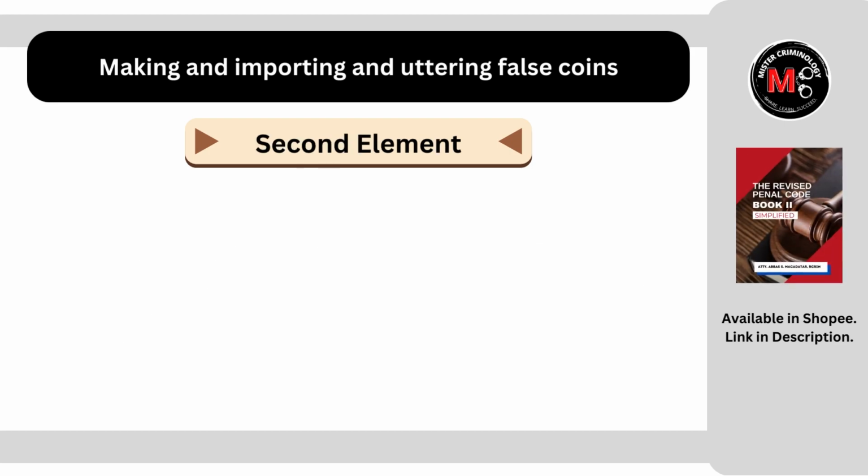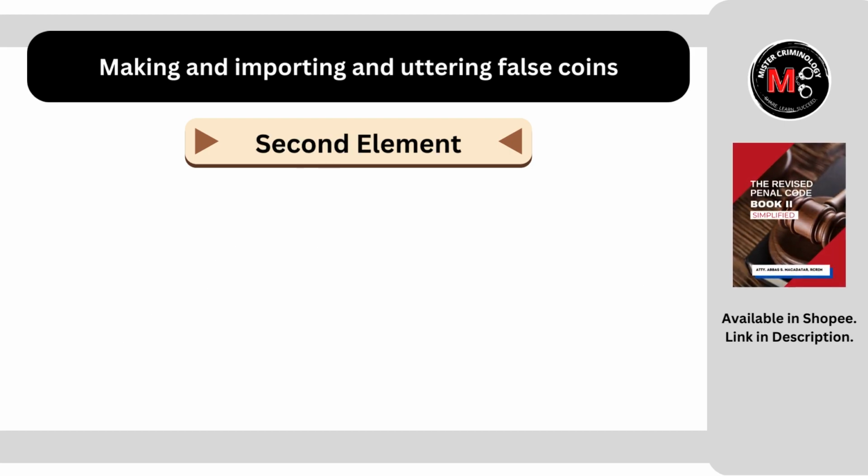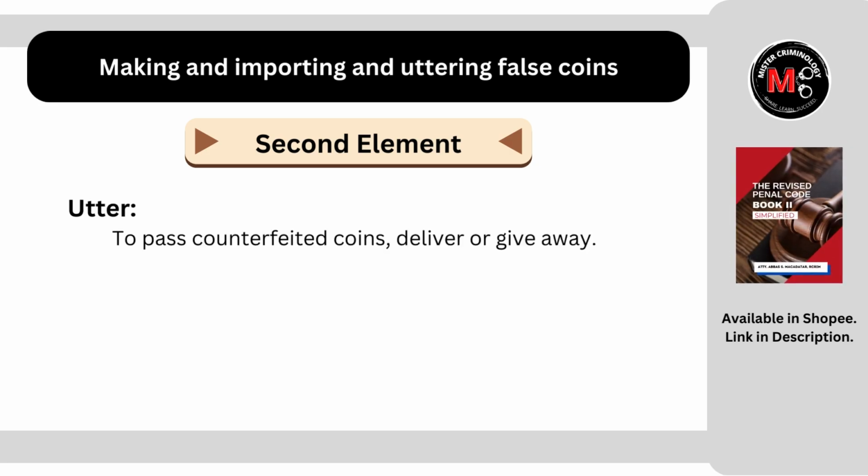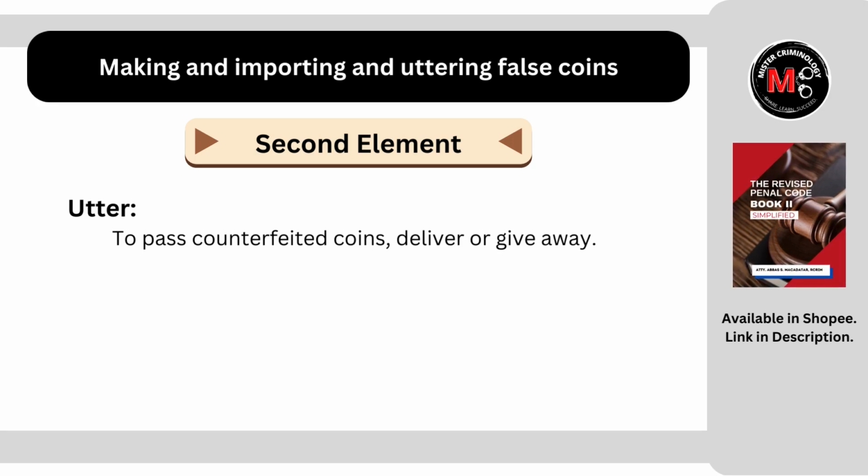Second element, that the offender either made, imported, or uttered such coins. So, yung offender ay gumawa, nag-import o nag-angkat dito sa ating bansa o nagbigay sa iba ng peke o palsong barya. Ano ba yung utter? Utter means to pass counterfeited coins, deliver, or give away. Example, ginamit mo itong pambayad sa binili mo sa sari-sari store.